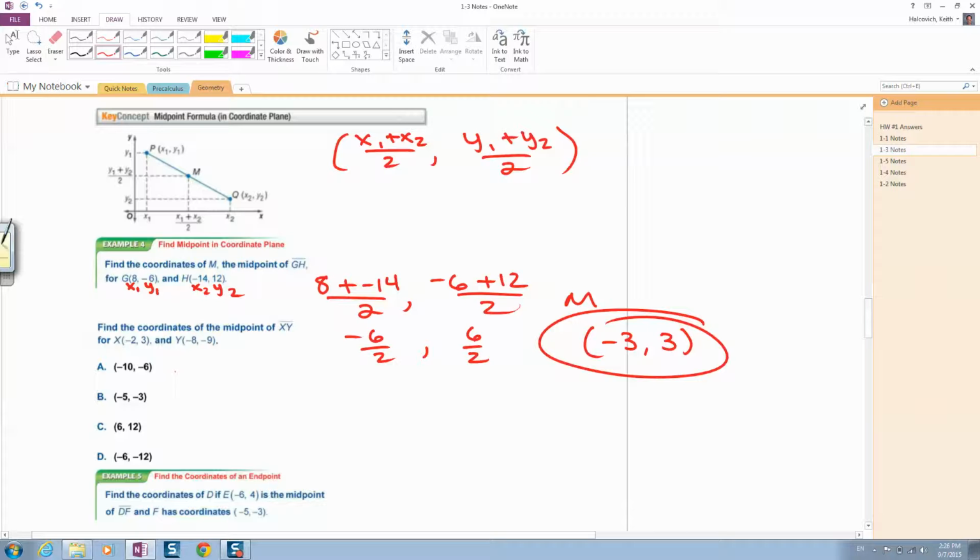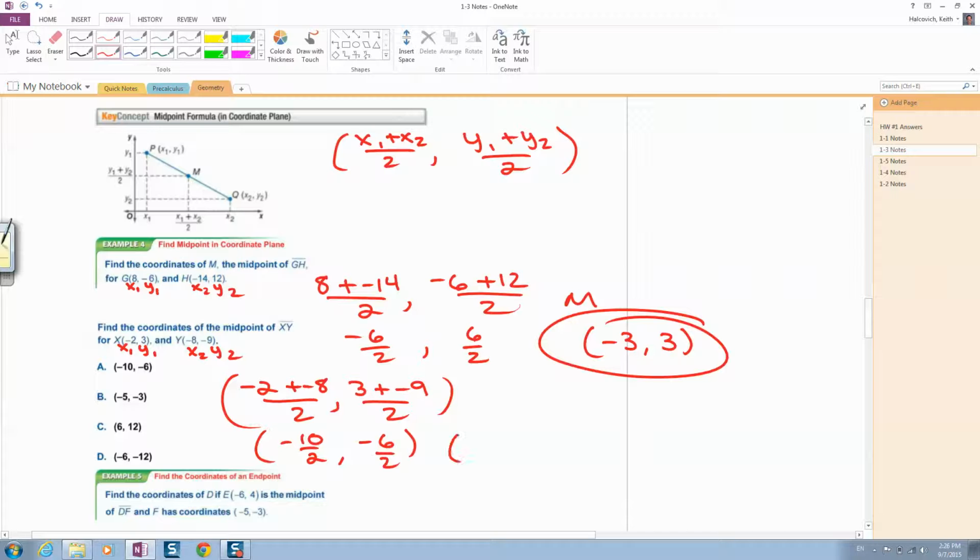So if you look at the next question, it says x is negative 2, 3, so that's x1 and y1. Here's your x2 and y2. So you have negative 2 plus negative 8 divided by 2, and 3 plus negative 9 divided by 2. So you have negative 10 divided by 2 and negative 6 divided by 2, which gives you negative 5 and negative 3. So it's B.